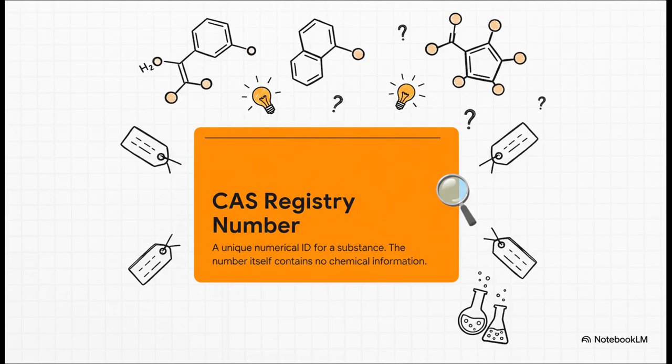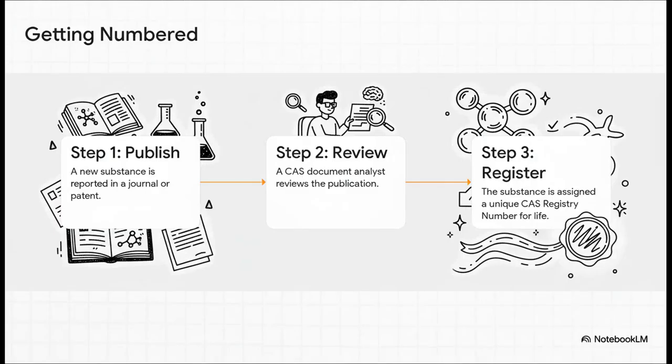It came out in 1965, and it's basically a unique ID number. The brilliant part is that the number itself means nothing chemically. It's just a tag, like a social security number for a molecule. This makes sure that whether you call it acetaminophen or Tylenol, the system knows you're talking about the exact same thing. Problem solved. And the process for getting one of these numbers is actually really straightforward.